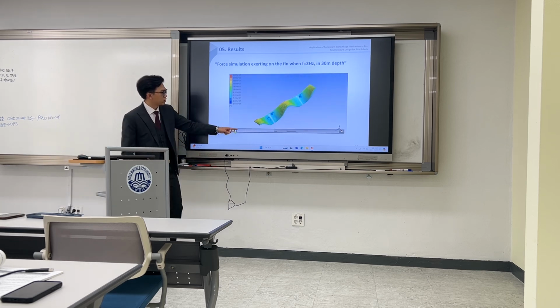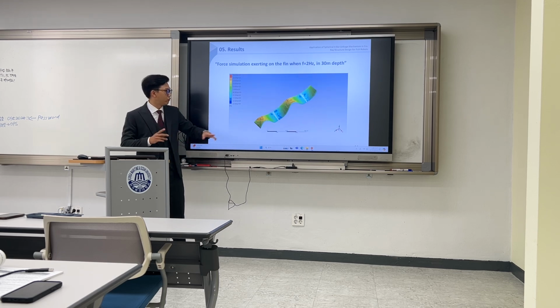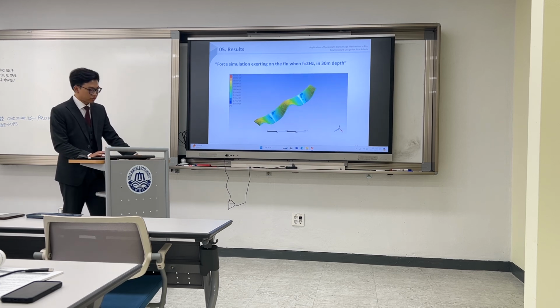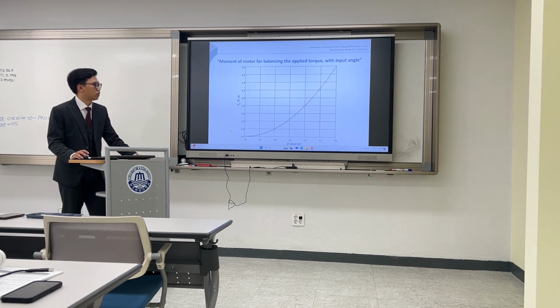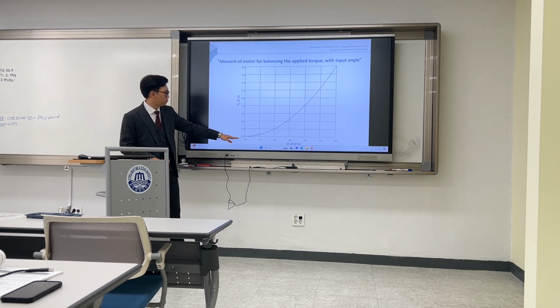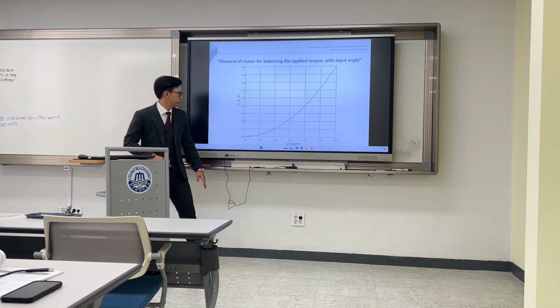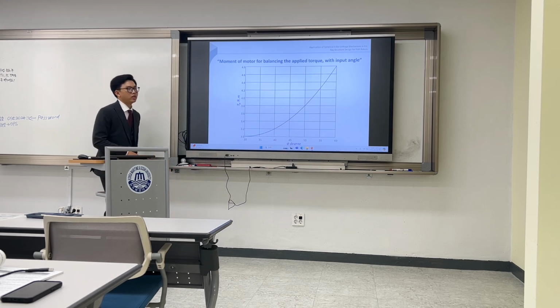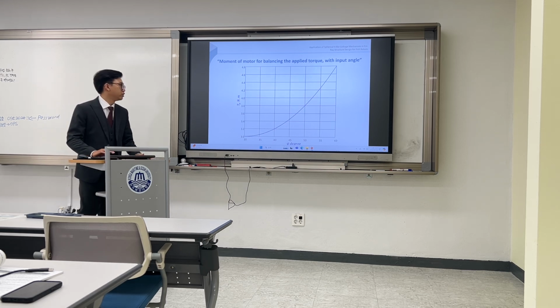The kinematic equation I talked about above is according to this line right here, and based on this we have a graph of the moment of the motor for balancing the applied torque with the input angle. Below is the angle, which moves from 0 to 60 degrees, and the torque goes from 3 to 4.8 Newton meters.